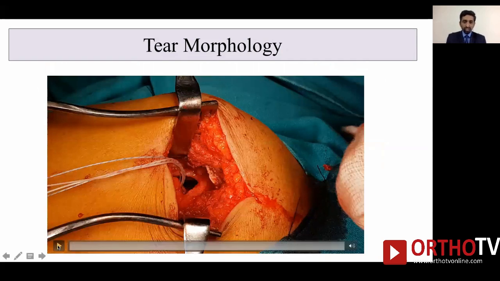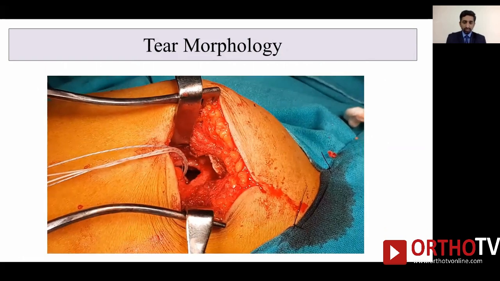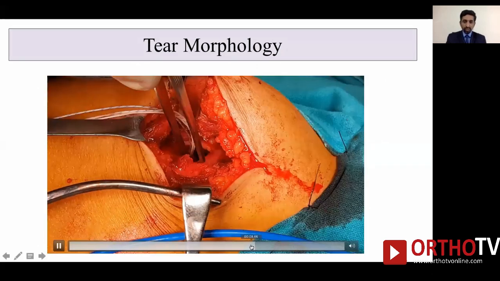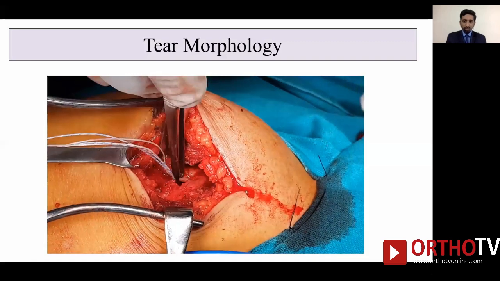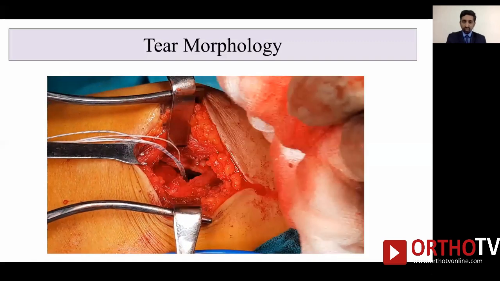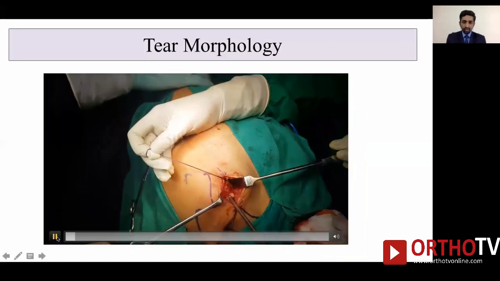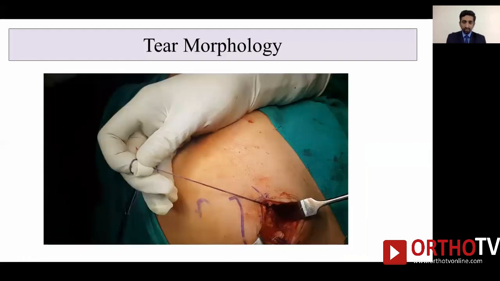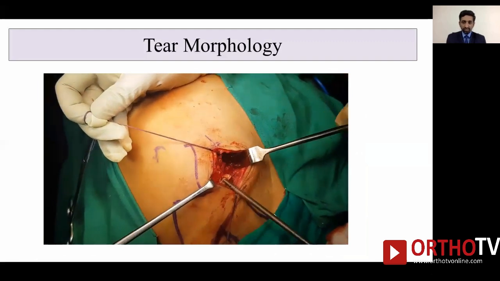If you see this cuff tear, we can see a U-shaped tear, a right angle. And then we can retract it in different directions to find out in what way the cuff tear sits properly. So again, here is another example of a cuff tear morphology. We can easily see how the cuff tear is fitting. This is the picture.